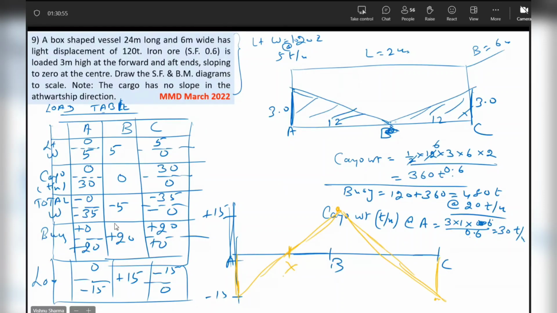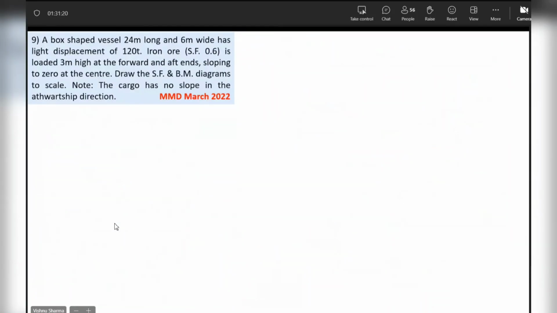It crosses at X and Y. They will be mid-length, so there will be 6 meters each. I think now you can close the question after this. After the load diagram, you can get the BM and SF. Yes or no, beta? Correct? Yes, sir. Okay. So this is what we have just done.